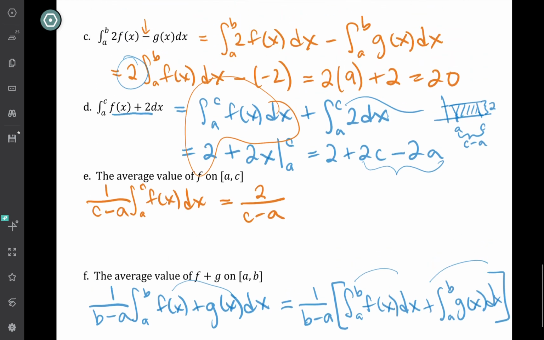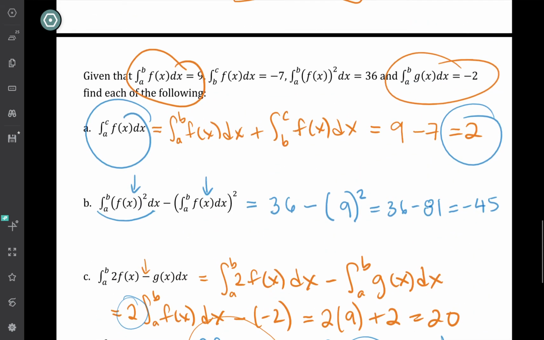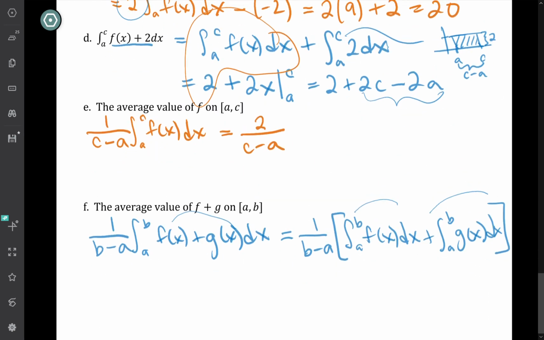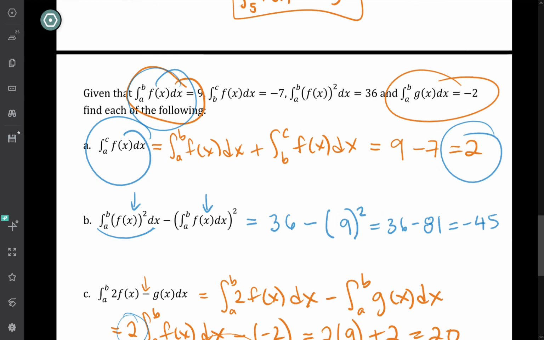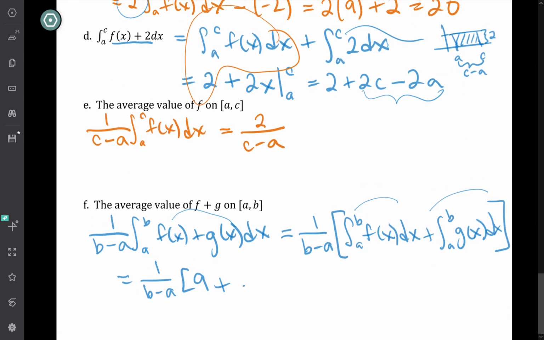Okay, so integral from a to b of f of x, that is 9. And then the integral from a to b of g of x is -2. So it looks like we're getting 7 times 1 over b minus a, or 7 over b minus a.